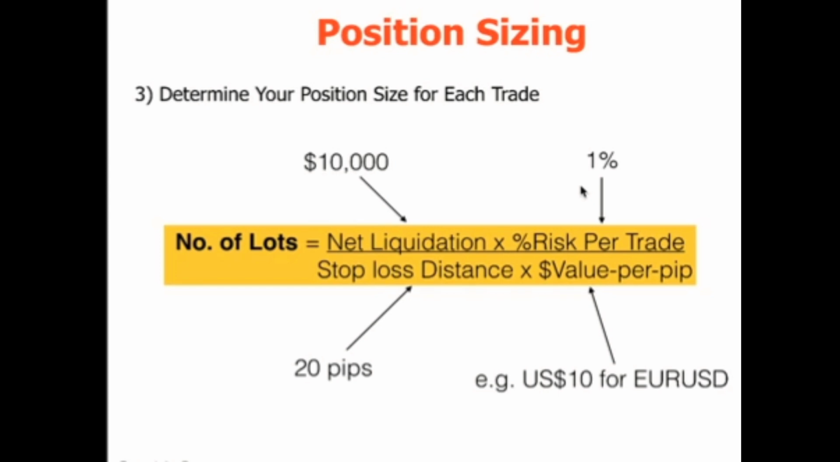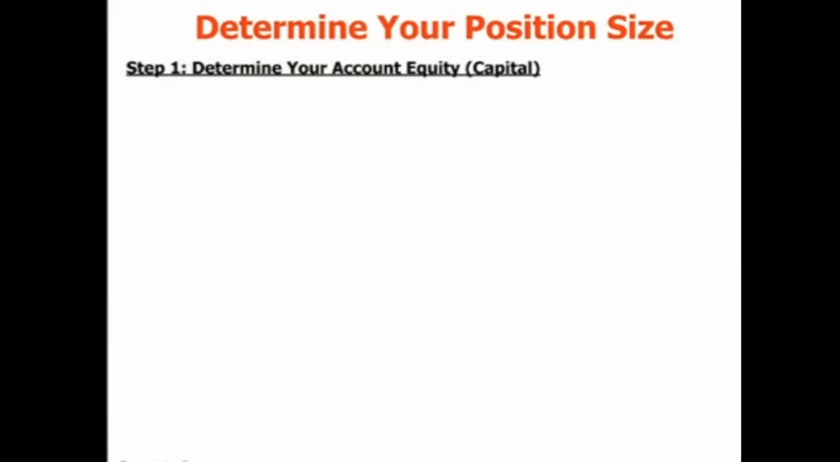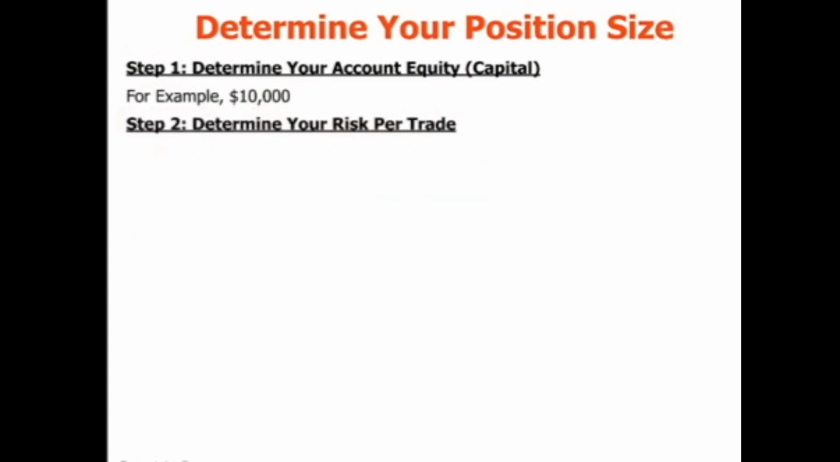So now next, and still on determining your position sizing, let's take a look at another example. The first step is to determine your account equity, like I said before. Again, in this case, we are going to assume that we have $10,000 worth of equity. And then again, the second step is to determine your risk per trade. In this example, let's say you have more confidence in your trading system and you want to risk 3% of your capital.